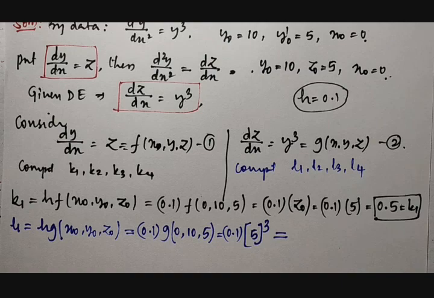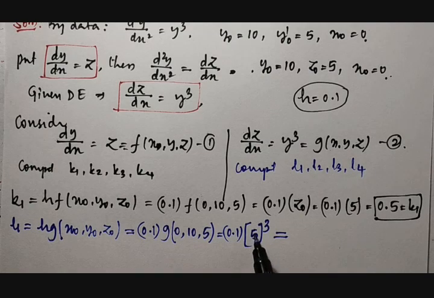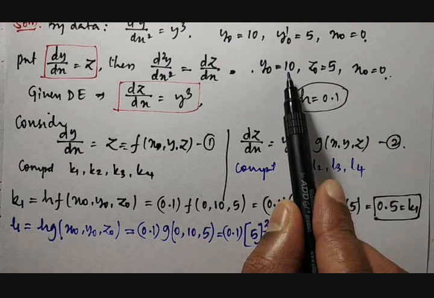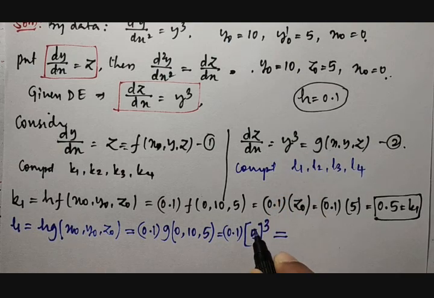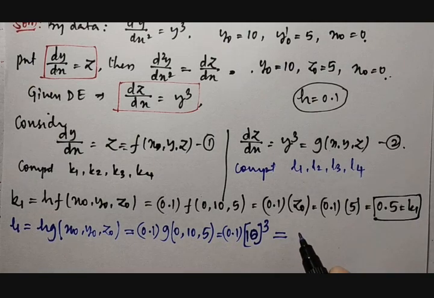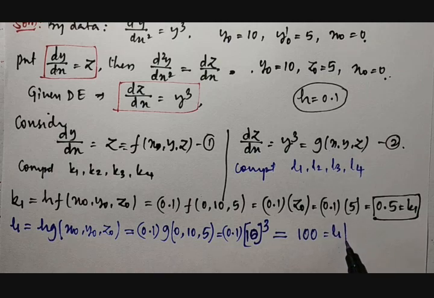Just a minute, what are we calculating? Sorry, here y is 10, so it is 10 cube. So 10 cube is 10 into 10 into 10, that into 0.1, so it is 100. This is L1.